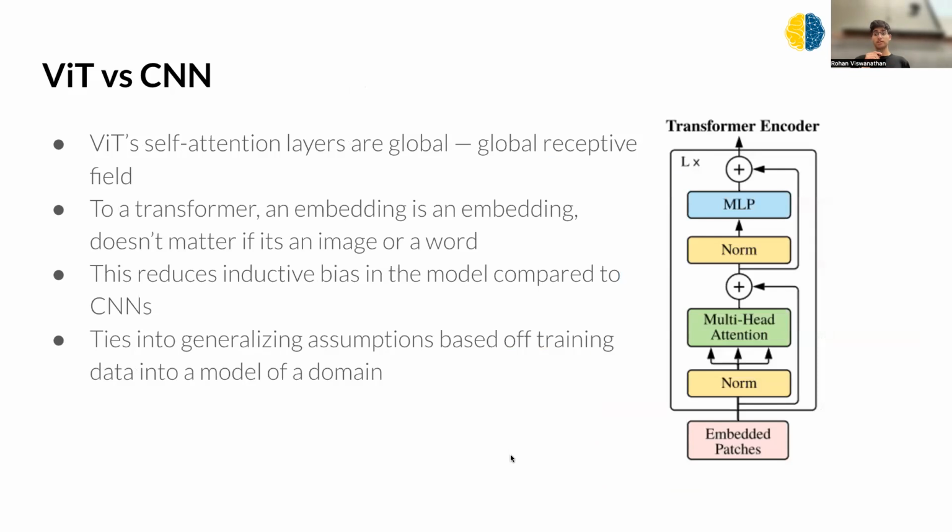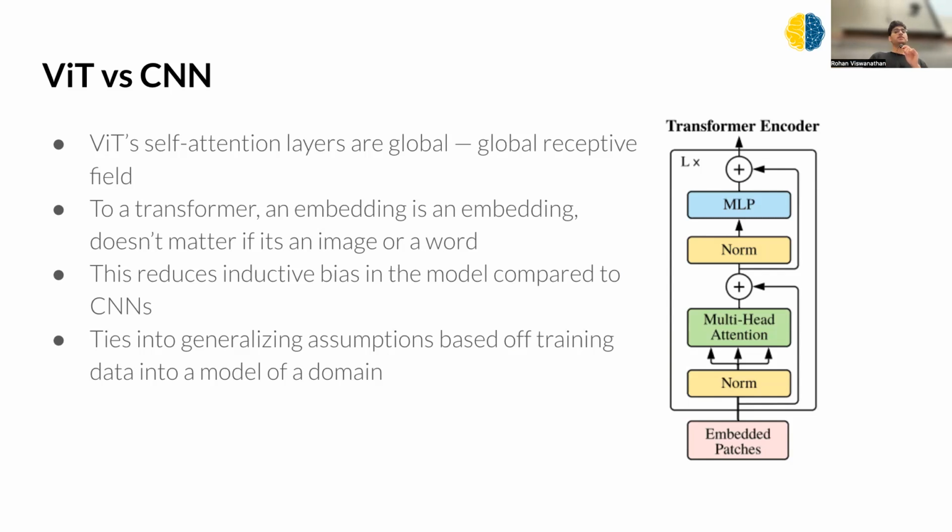Comparing vision transformers to CNNs now, we've tried this cross-modality thing where we took transformers that are used for NLP and applied them to vision tasks. ViT's self-attention layers are global, and that means that we're comparing every token to every other token during this self-attention process. And to a transformer, an embedding is just an embedding. It doesn't matter whether it's an image or a word when it's passed into the model at this point.